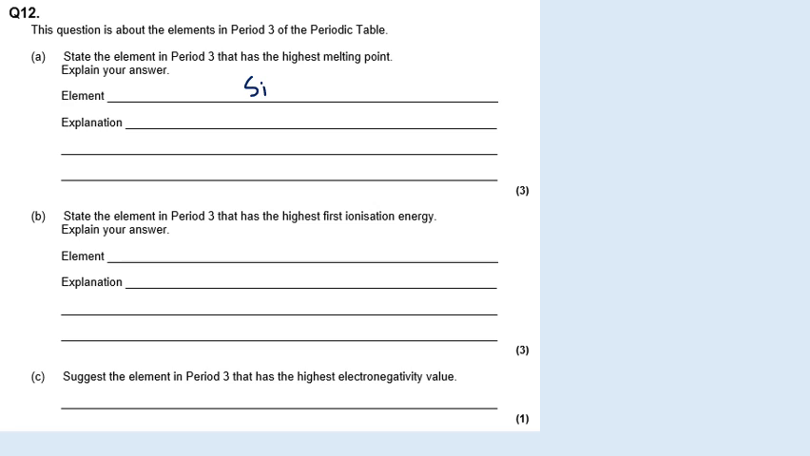B. State the element in period 3 that has the highest first ionization energy and explain your answer. So we're going to identify argon, and that's because they all have similar shielding. However, argon has the highest nuclear charge and the smallest radius, which has the strongest attraction with the outer electrons. Therefore, more energy would be needed to remove the outer electron. And finally, C, the element that has the highest electronegativity value. Remember, we can't say argon here because argon won't form covalent bonds, so we're identifying this element as chlorine.